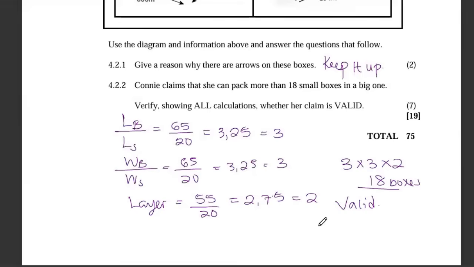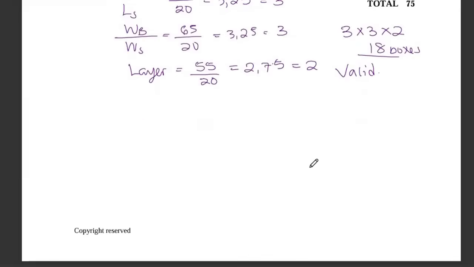If not, let me see, what could it be? Volume. It could have been volume of the bigger box divided by the volume of the smaller box, which is L times B times height divided by L times B times height.